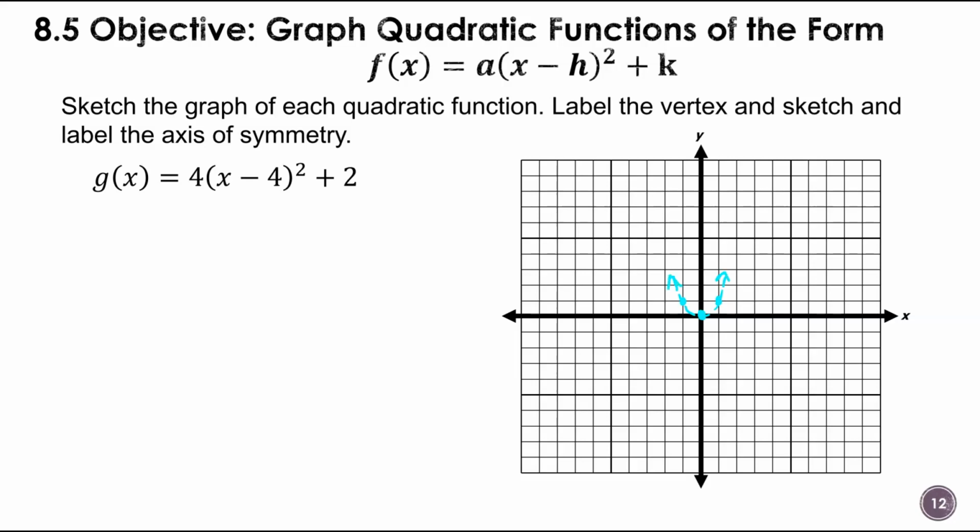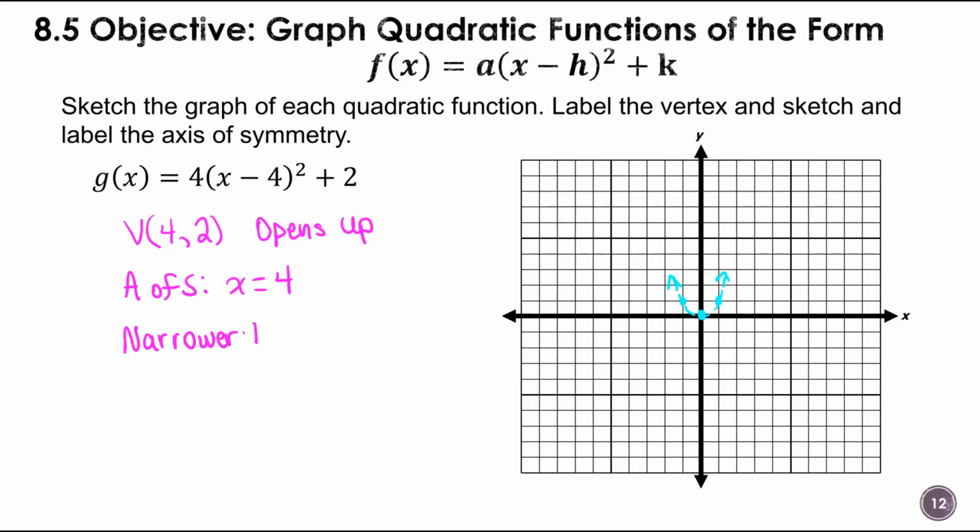Okay. Now, let's identify what we know. We know our vertex is at positive 4, 2. Remember the k stays the same sign. We know that this opens up. Our axis of symmetry is at x equals 4. We know that it is narrower than y equals x squared, which we have graphed over here, in fact.